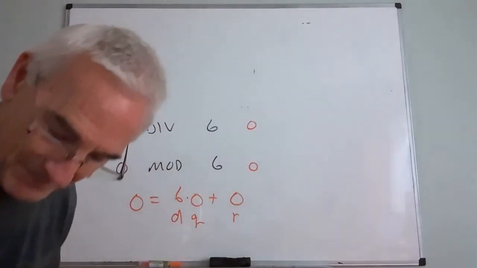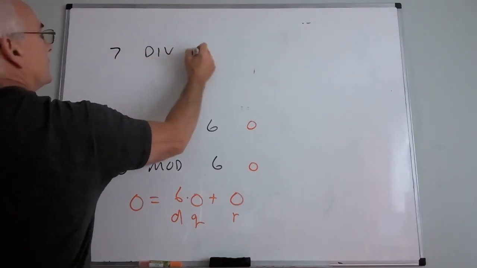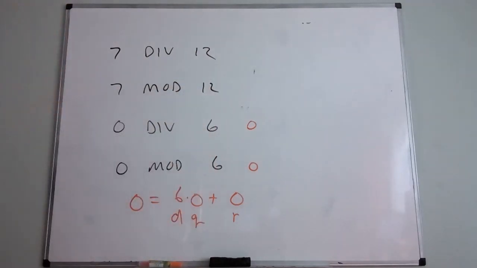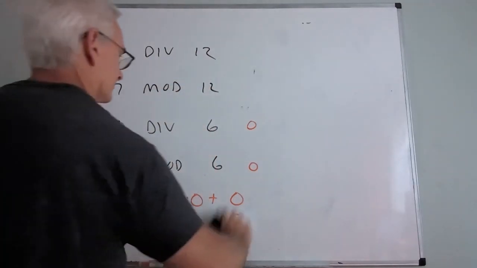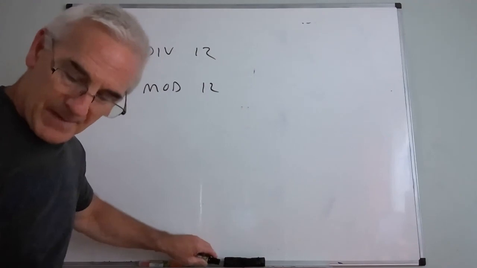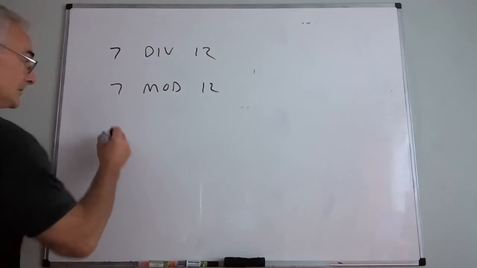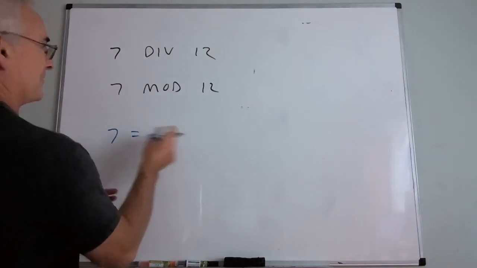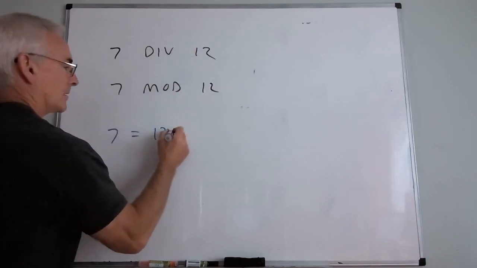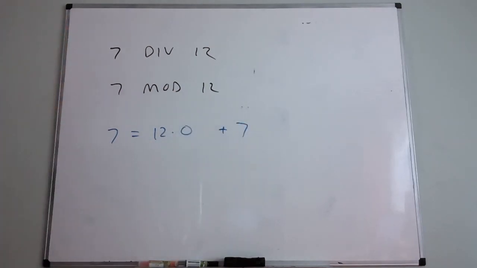All right, last one of the day. 7 div 12, 7 mod 12. Although this is probably just as confusing. What I would do before I try to write either one of these answers, I'd try to write 7 equals what? This is my D, remember? 12 times 0 plus 7. True or false, everyone?